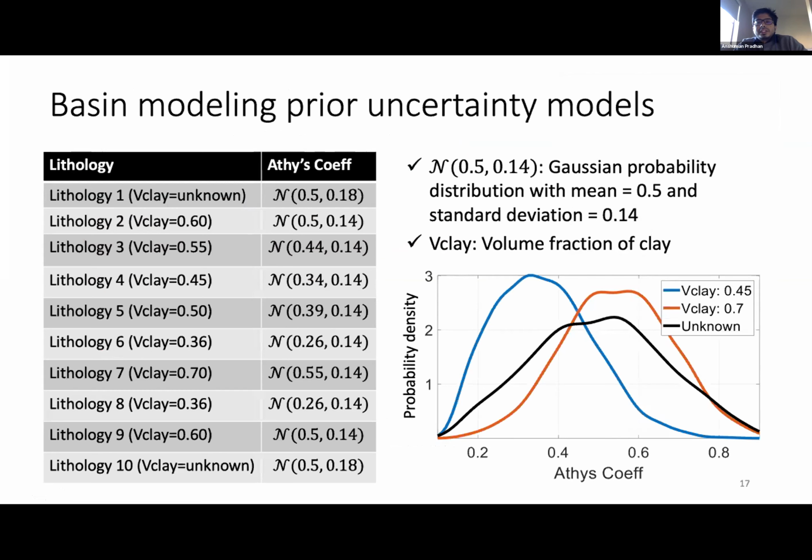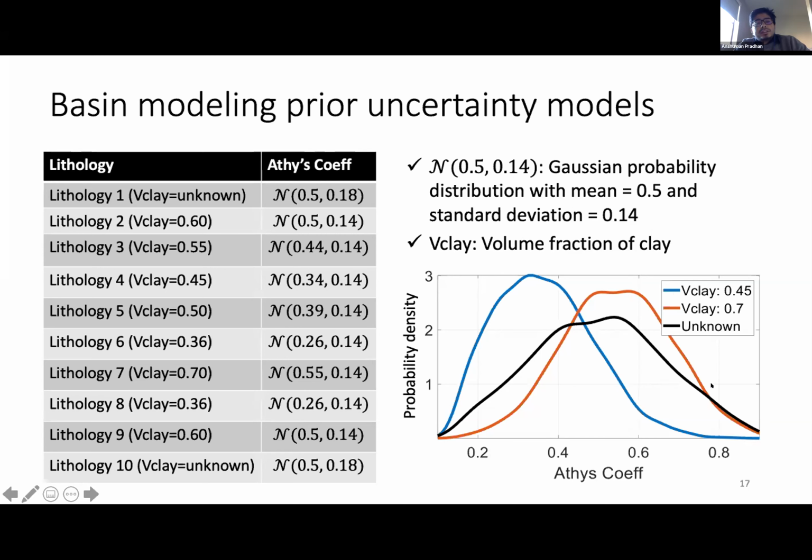I'll only show the mean and the standard deviation, and I won't show the upper and the lower limits. So when I say this notation over here, it denotes a Gaussian distribution with a mean of 0.5 and a standard deviation of 0.14. Now, when I said we take into account the prior knowledge, for example, you can see that for a weak layer of 0.45, we have this blue curve which assigns some uncertainty on the Athy's coefficient. For sandier lithologies, we have this red curve.